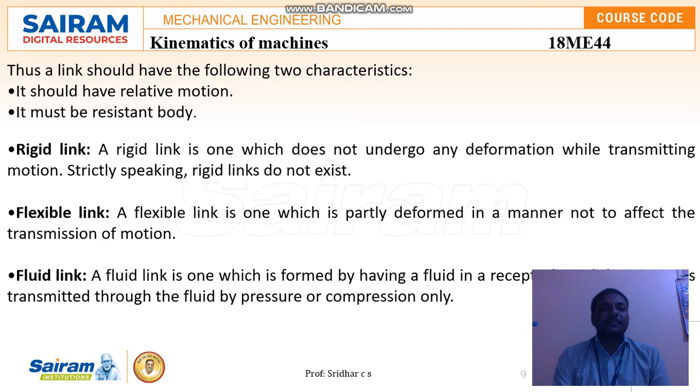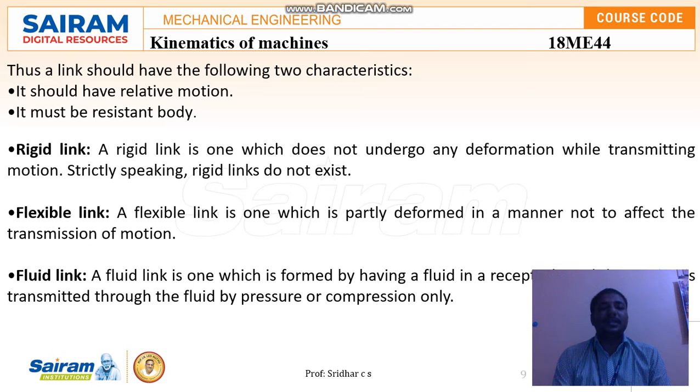Now, some of the types of links, the classification of links. Majorly, we have classified them into three types of links: a rigid link, a flexible link, and a fluid link. So these are the three different types of links we use for transmission of motion or mechanisms in different applications. As we know, a rigid link is used for some applications, a flexible link for other applications, and a fluid link for some other applications. So now we'll be discussing them one by one.